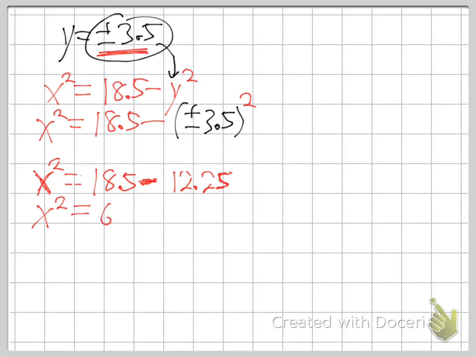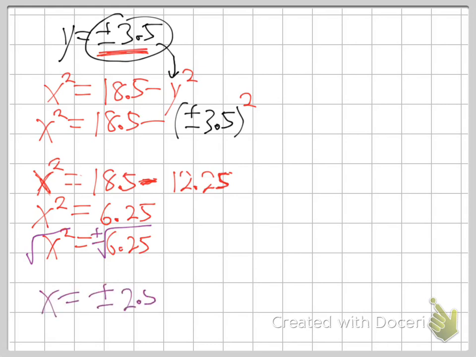Is that what it is? Uh-huh. 6.25, and then we root it. x equals 2.5. Root it, up and down the ladder though, don't forget the plus or minus. So x is plus or minus 2.5. That means both of these x answers came from both of these y answers. So that's 4 answers. Do you realize that? Because both of those y's lead to both of those x's.